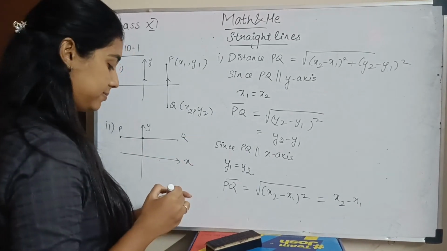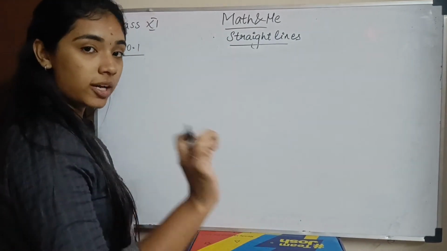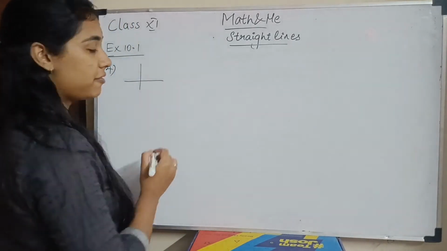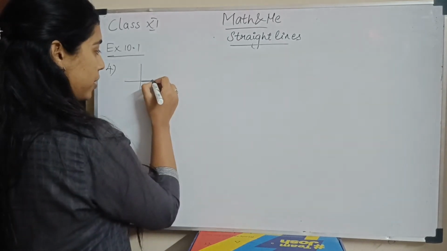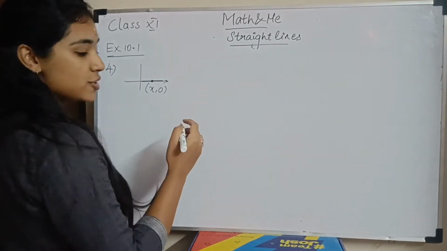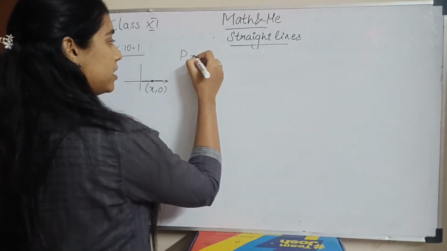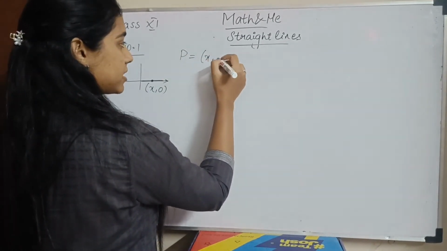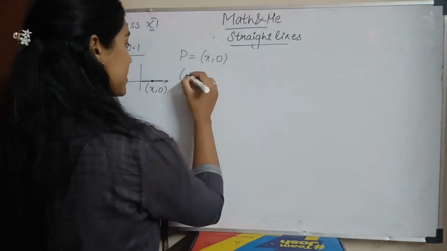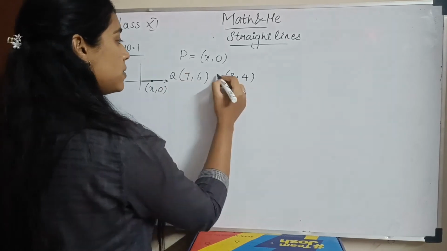Okay. Question number 4. Find the point on the x-axis. When a point is on the x-axis, what is the particular coordinate? This is the graph and this is your x-axis. When a point is over here, you have some x coordinate and the y coordinate is 0, right? They have given, find a point on the x-axis. So let the point P be (x, 0). We have two other points, (7, 6) and (3, 4), from which P is equidistant. Let this be Q and let this be R.